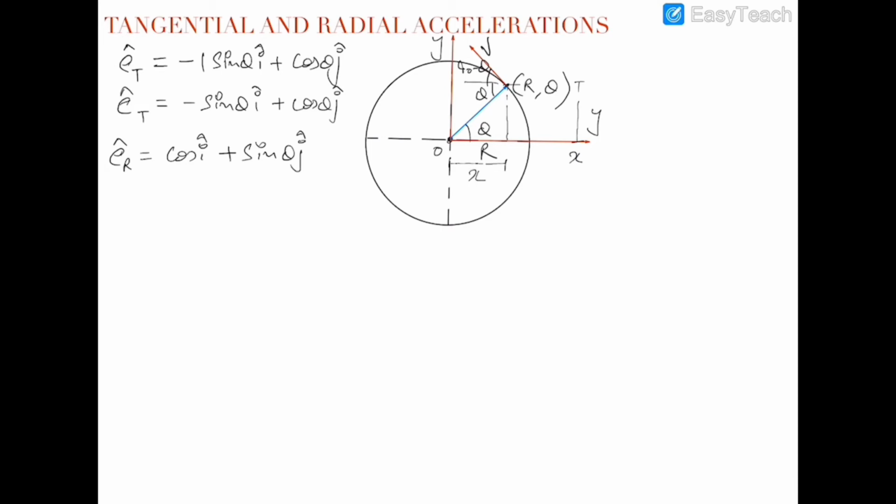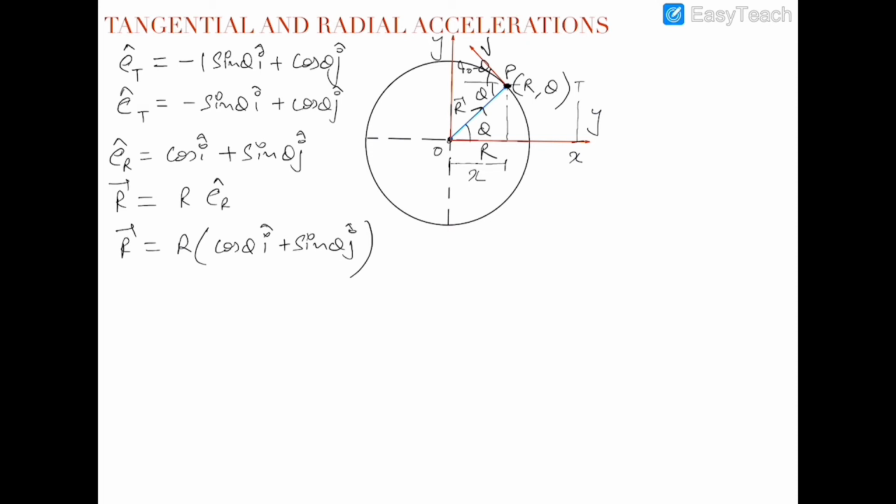Now if I write down the radius, this r vector is the position vector, which tells the position of the particle P with respect to the origin. So r vector will be pointing in the direction of the radial vector, and the magnitude of r vector will be the radius. So r vector can be written as r into e radial, so r vector will be equal to r into cos theta i cap plus sin theta j cap.